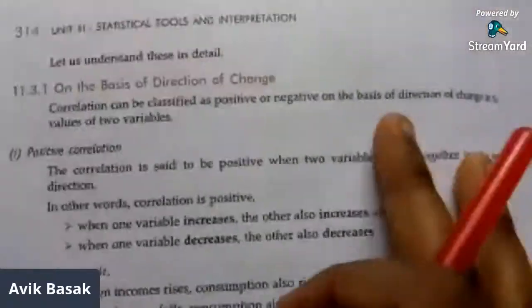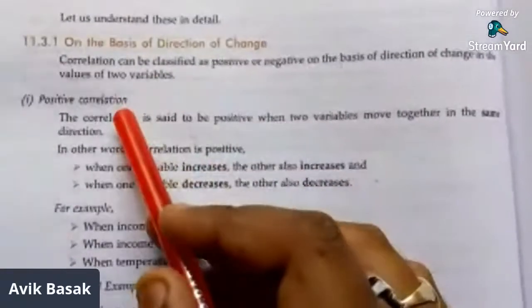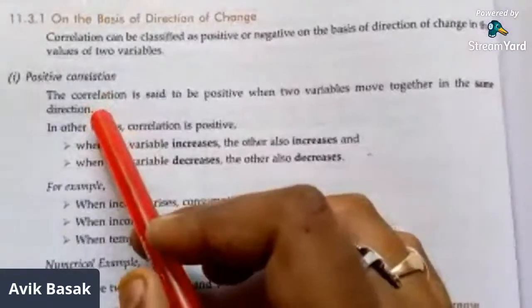So we'll come one by one to see what is there in all these things. First of all, we'll come to the direction of change, positive, negative. What happens to positive?